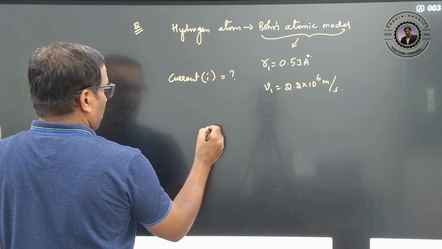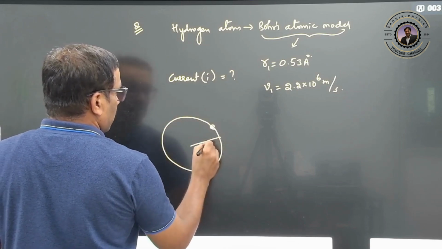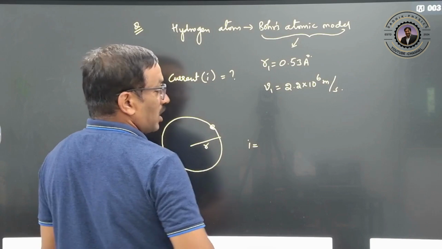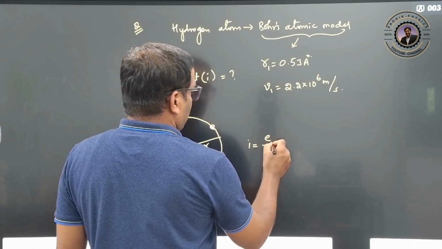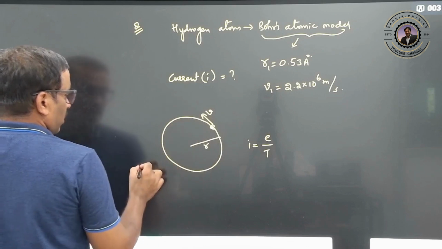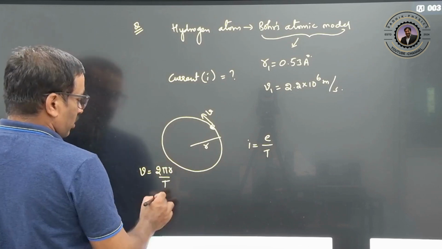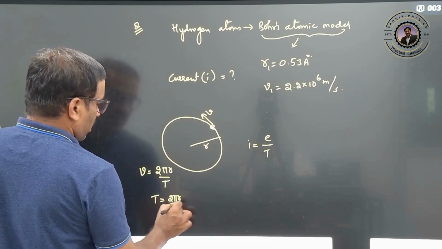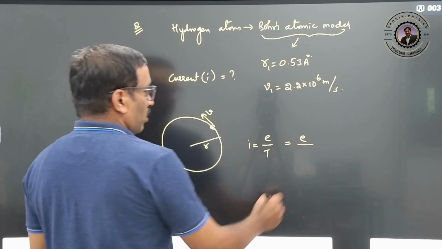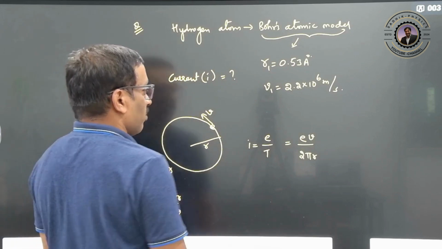See here. The electron is moving in a circular orbit whose radius is r. So what will be the current here now? Current is equal to charge per unit time. Here one electron per unit time period, we want to calculate the time period. It is going with velocity, so velocity is equal to 2 pi r by time period. Clear? So time period is equal to 2 pi r by v. Therefore here we can write e by 2 pi r by v. Clear? So this is the formula for the current.